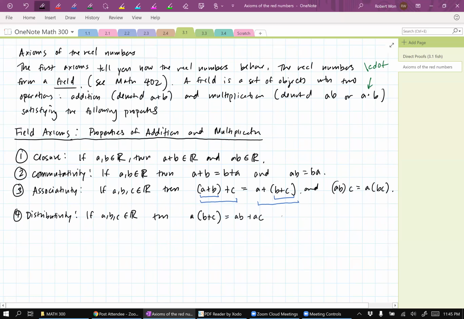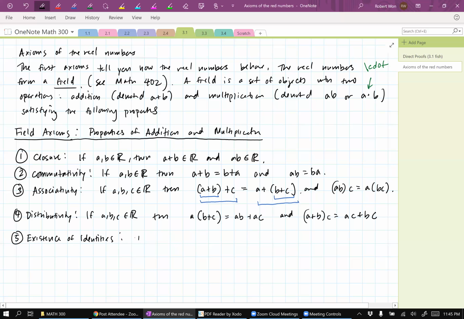Okay, and also, so this is like distributivity on the left. We can also assume this, which probably you can actually prove from just using commutativity. But we may as well assume it here. So anytime we want to distribute, it doesn't matter which side we distribute over. Okay, the fifth axiom is the existence of identities.